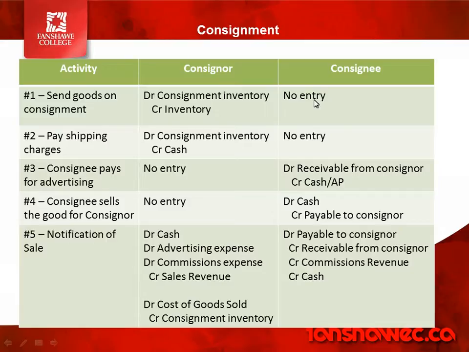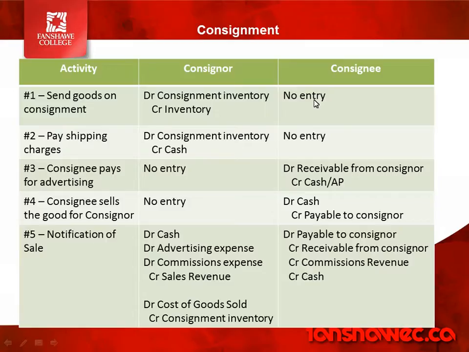So this is what I was saying. If you look at all the journal entries that we've done so far in the first 4 activities, not one of these things has hit the income statement yet. No one's recognized revenue. No one's recognized any expenses. It's not until the date of notification, number 5, when everybody gets to recognize their revenues and expenses.